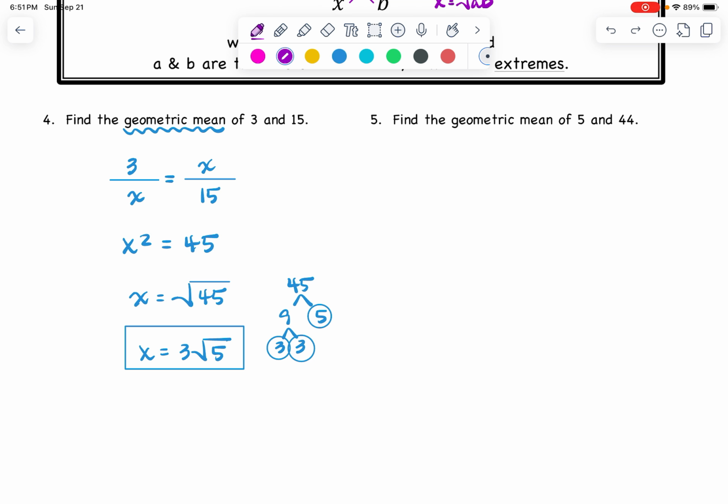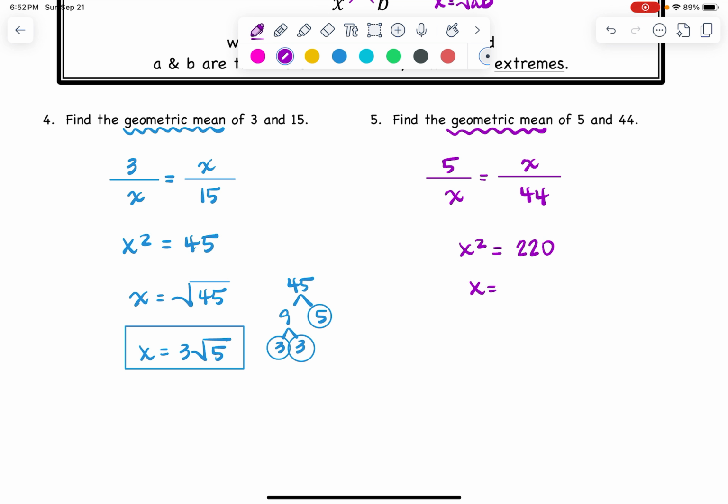All right, one more just really quick. Find the geometric mean. Ooh, I'm going to stop right there so I can set up a proportion. I'm going to put my x's here and here. And then, of course, we're looking for the geometric mean of 5 and 44. So we're going to throw that in the mix. When we cross multiply, we're going to get x squared. Oh, sorry, my calculator's about to die. 5 times 44, so 220. And so x is going to be the square root of 220.